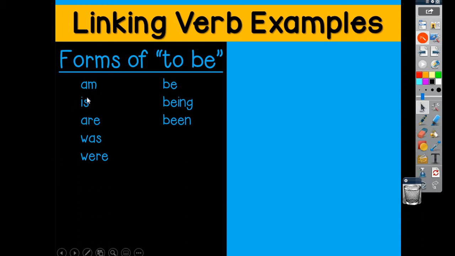You can't get up and is. You can't get up and being. Those aren't really things that you do, but these are verbs. They're linking verbs because they're going to link the sentence together. They're going to stick it together.